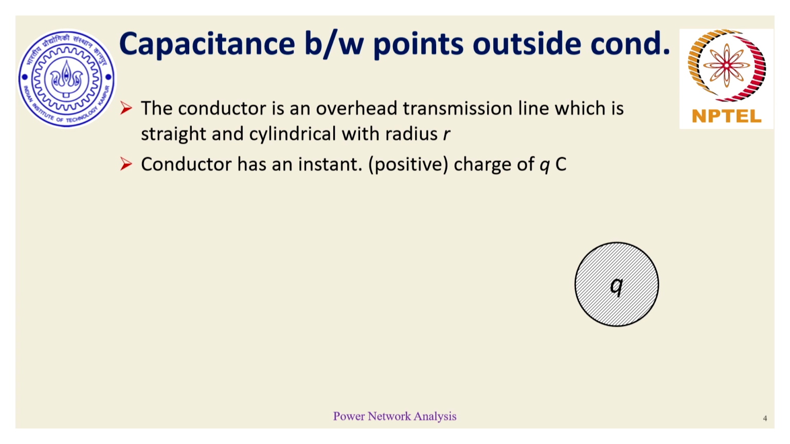So what we have here is a single solid conductor, not a composite conductor, which analogously represents an overhead transmission line. It is straight, it is perfectly cylindrical, and its radius is small r, which is this radius marked over here. And this conductor is carrying current.